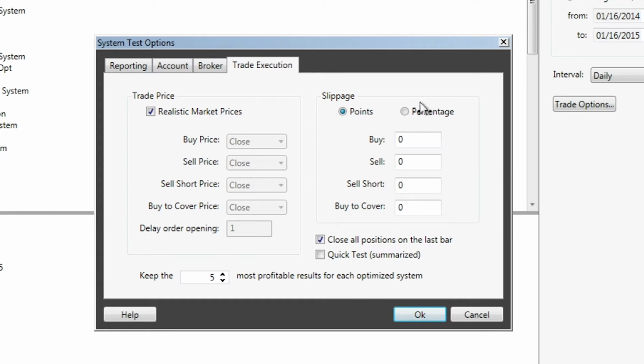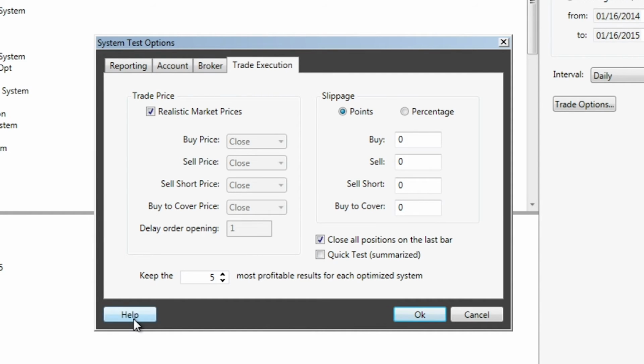Over here, it'll allow you to account for slippage. So if you want to say, allow me 3% or 1% or 0.5%, you can go in and put that in as part of your criteria as well. Okay, close all positions on the last bar. Definitely want to leave that checked as well. Leave quick tests unchecked, and then we'll move on and go forward.